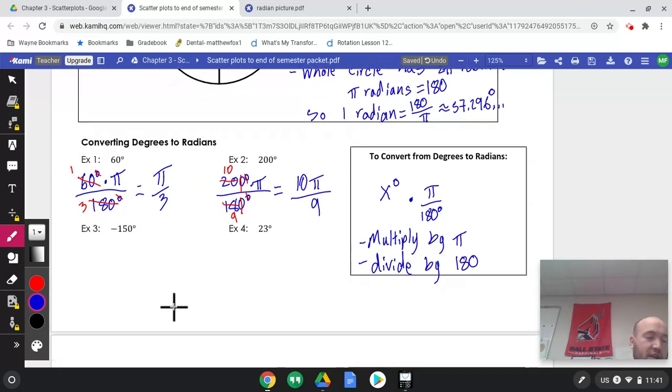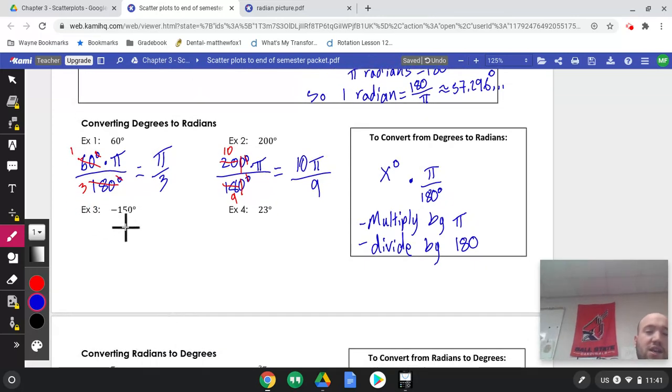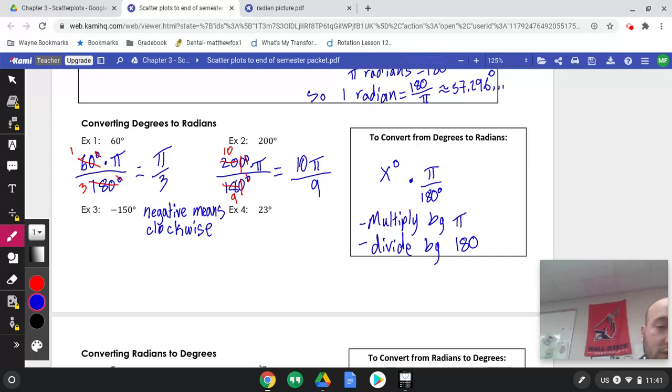Now our next one. This one starts with a negative sign. Remember, if it's negative, that means it's going to go clockwise. So negative means clockwise. We solve it the same way, just at the end we have to put the negative sign there. So once again, I'll do negative 150 degrees times pi all over 180 degrees.